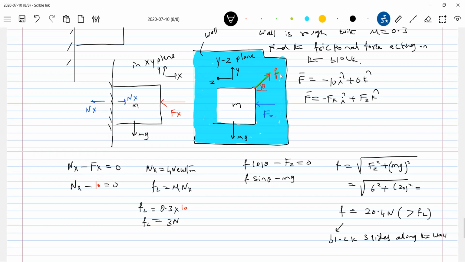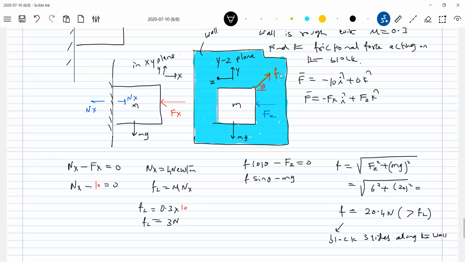So what is the value of friction? It will adjust itself to 3 Newton. So what conclusion will you make? Friction force will be 20.4 Newton or will it be 3 Newton? It will be 3 Newton only. Anybody wants to clarify? But then the direction?